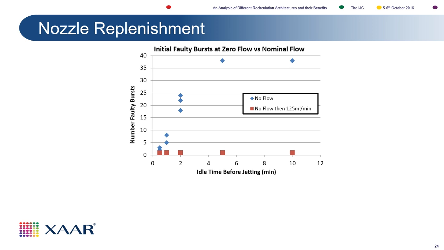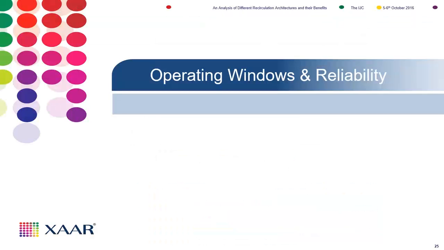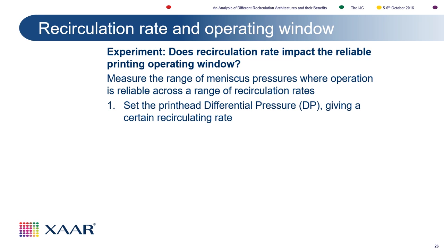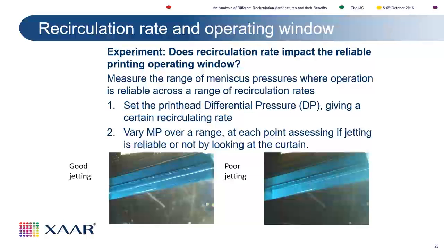So the second experiment is about the operating window. Basically, what we mean here is the pressure operating window where you can get good printing. We measured a range of meniscus pressures and different recirculation rates. The experiment set the recirculation rate by setting a differential pressure across the head, and then varied the meniscus pressure window. At a certain meniscus pressure, we were comparing whether you get good jetting.